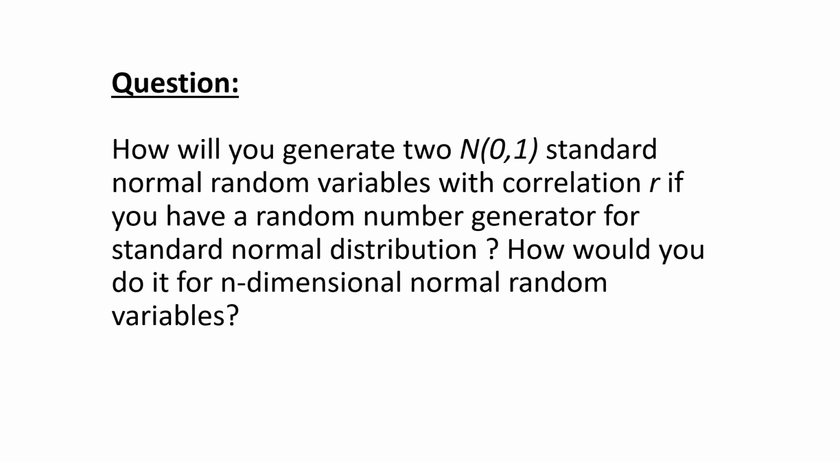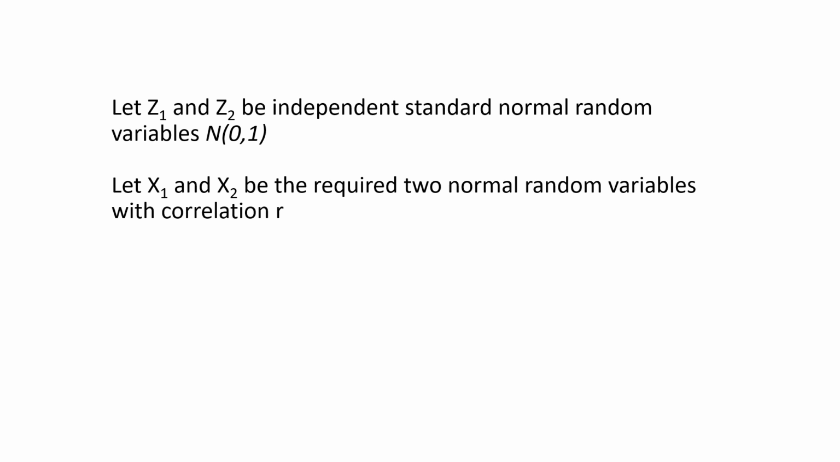How will you generate two standard normal random variables with correlation R if you have a random number generator for standard normal distribution? How would you do it for n-dimensional normal random variables? Let's assume that Z1 and Z2 are two independent standard normal random variables, and X1 and X2 are the required two standard normal random variables which we have to generate in such a way that their correlation is R.